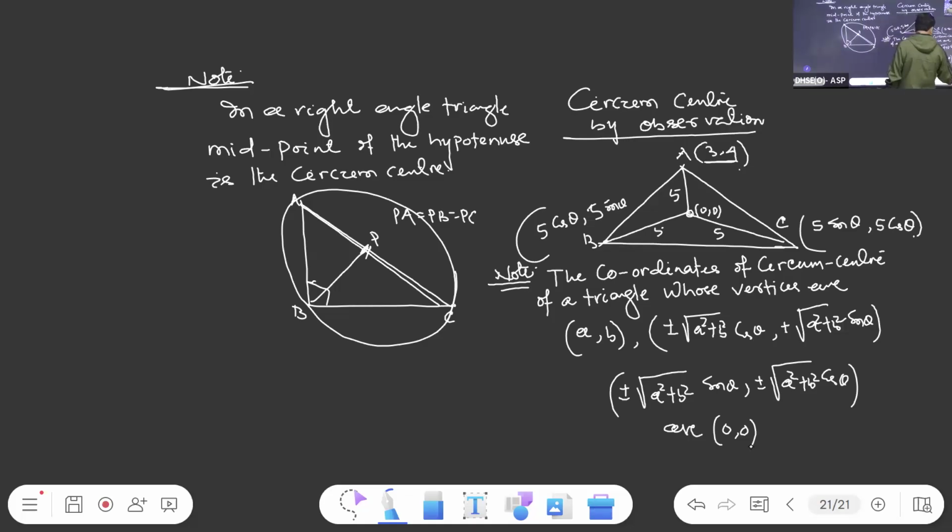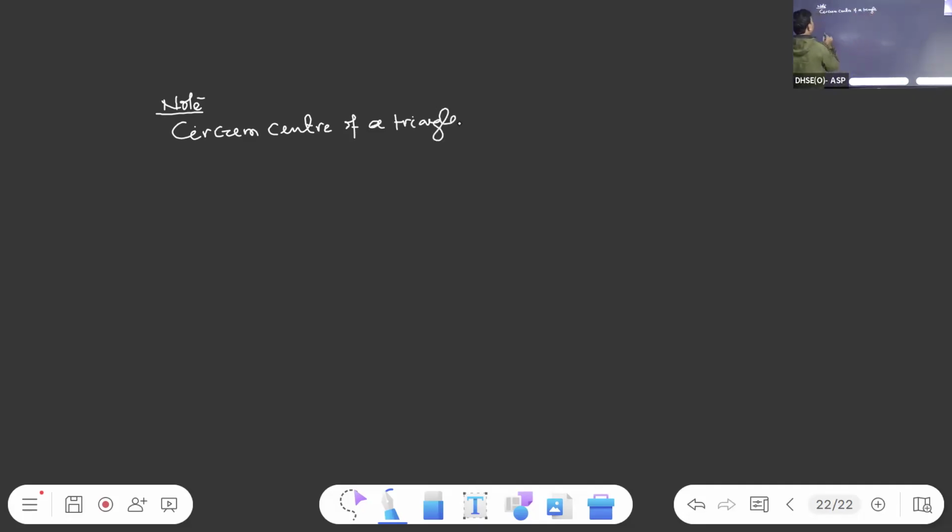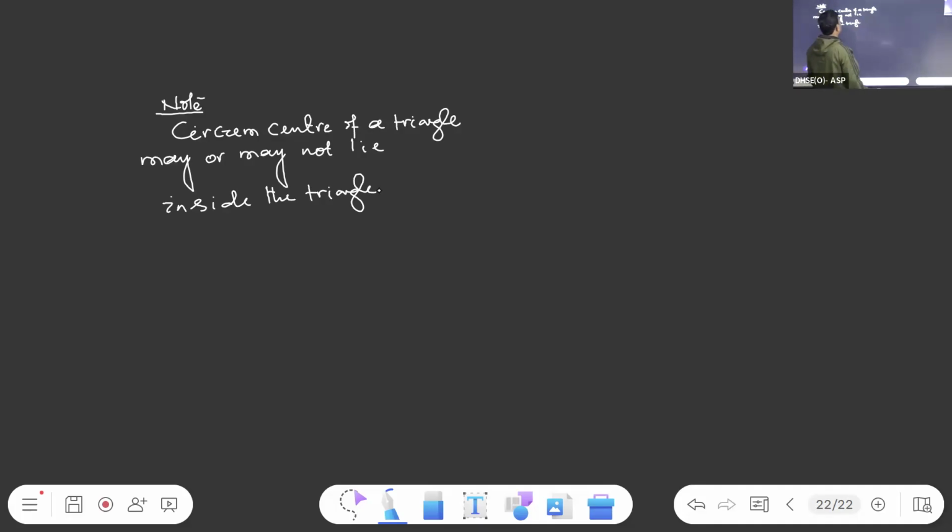Write another note point. Circumcenter of a triangle may or may not lie inside the triangle. Okay, second note point.